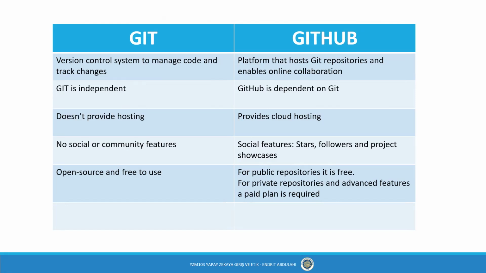And of course, we have to discuss the pricing. So Git is open source and free to use for everyone. Whereas GitHub is free for public repositories, but if you do want the advanced features and also to create your own private repositories, you must purchase a paid plan.